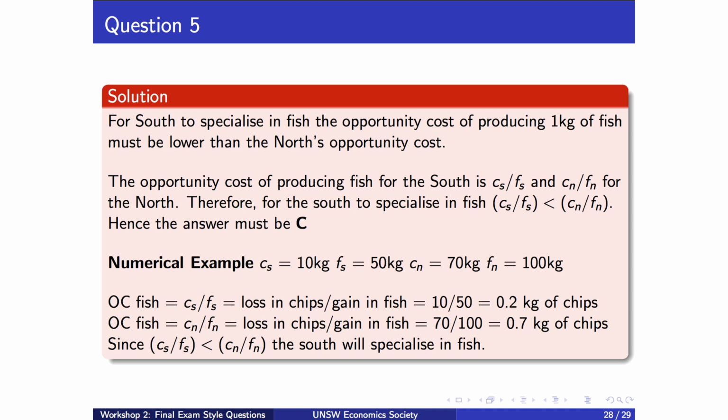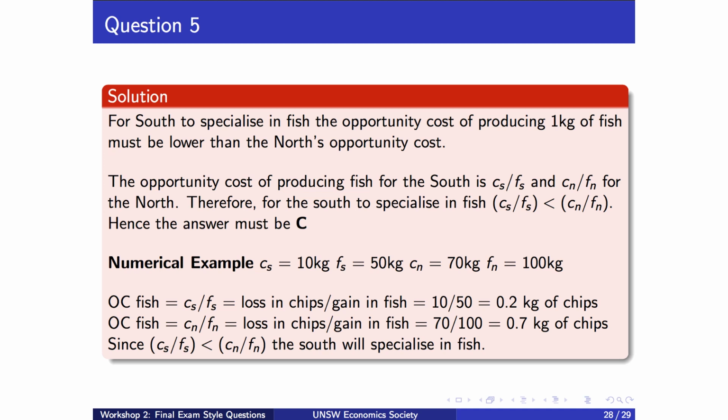Let's put some numbers to it to make it clearer. Take the following values. Cs is equal to 10 kilos. Fs is equal to 50 kilos. Cn is equal to 70 kilos. And Fn is equal to 100 kilos. The opportunity cost for the laborers in the south to produce 1 kilo of fish is Cs over Fs, which is the loss in chips over the gain in fish. This is equal to 10 over 50, which is 0.2 kilos of chips.